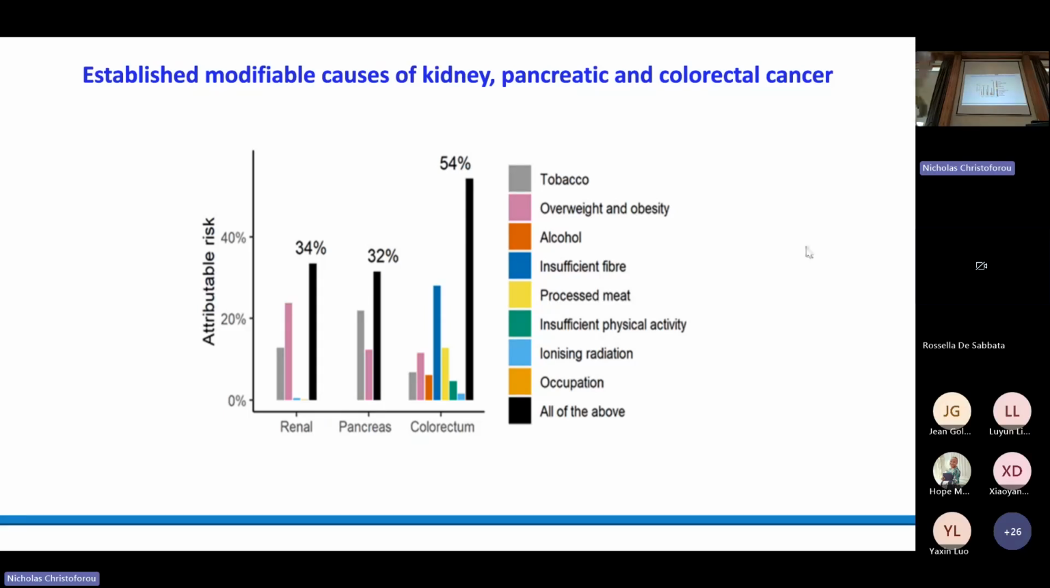And I guess some of the rationale behind Discern is, can we exploit some of these new technologies to uncover novel causes of these cancers and help explain some of this missing gap in our knowledge about causes of these different cancers.